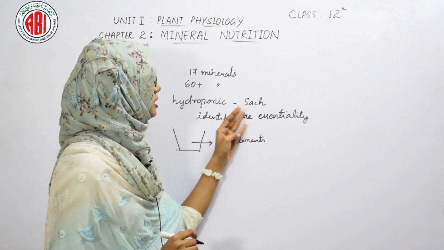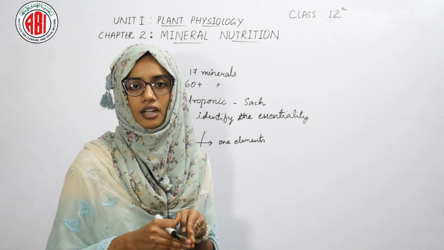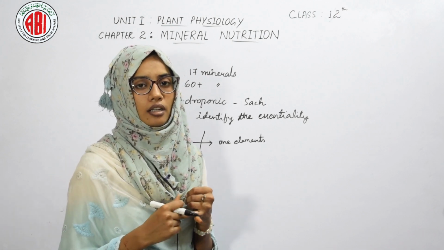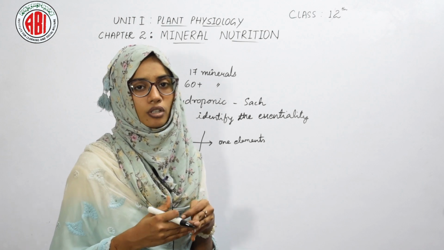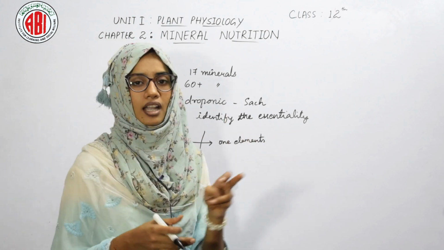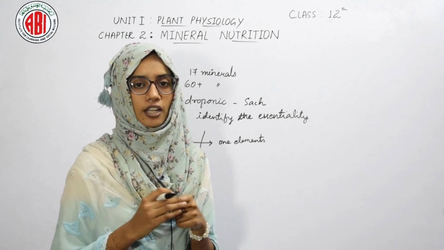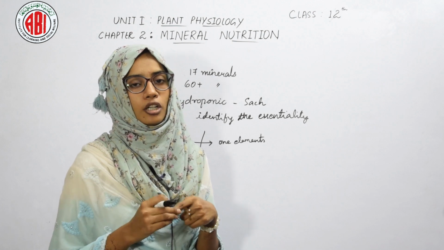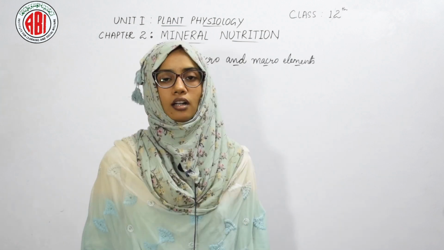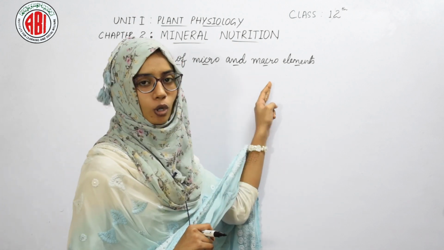By this technique, hydroponics, we can grow different kinds of plants like tomatoes, lettuce and strawberries and many more. This is the technique which is used to identify the essentiality, and by this technique we can also know about the deficiency which will be caused due to the elements or the minerals present in the soil. Let us discuss the role of micro and macro elements.